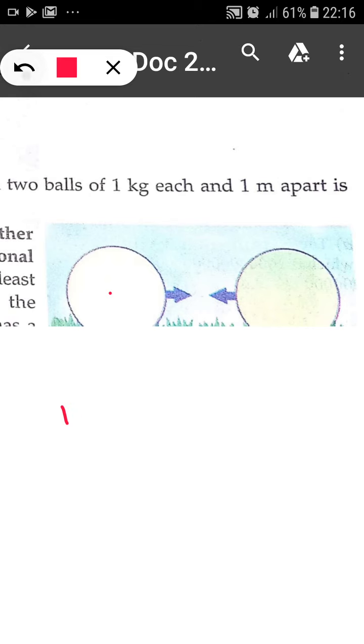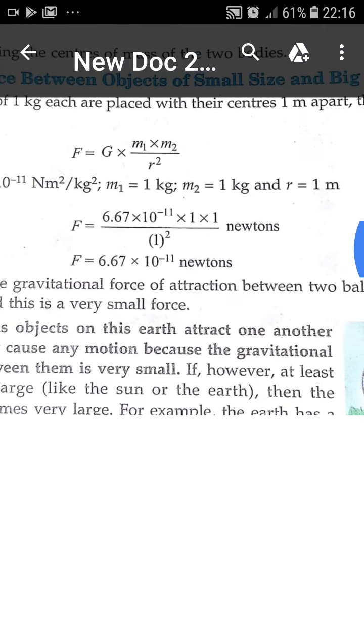Okay, so we can just say that this is the value of the gravitational constant on these two bodies, which are of 1 kg each and kept apart at a distance of 1 meter. The gravitational force acting on them is constant, because according to the gravitational constant the value is the same. So the attraction, or gravitational force, acting on those two objects is very small, and it will not cause any motion because it is a constant value.